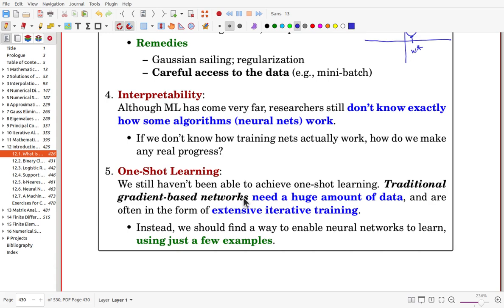Instead, if you can design a neural network so that by using only a few examples it can be trained well and accurately, then it is really a revolutionary step. So try to consider this issue also.